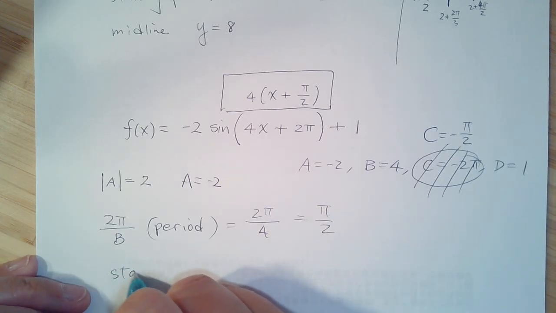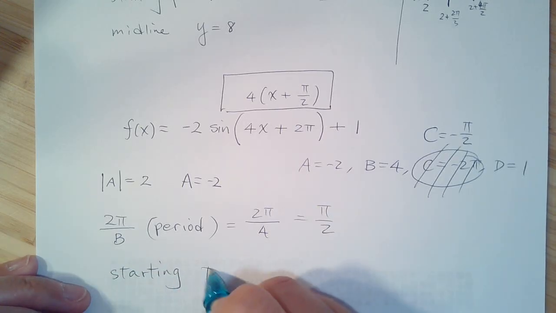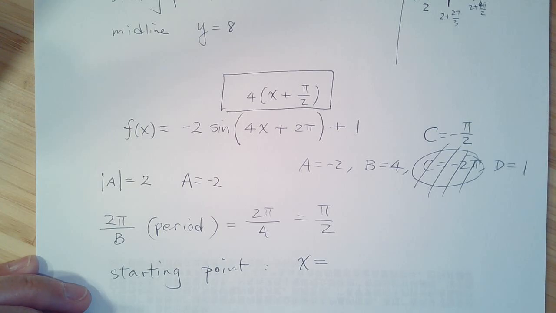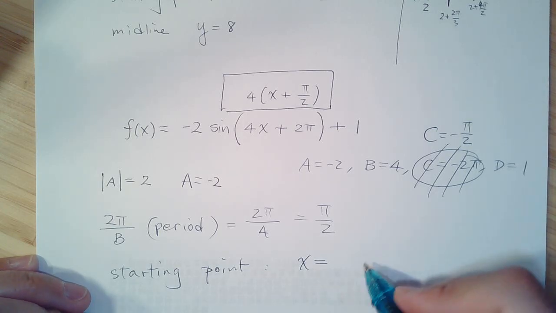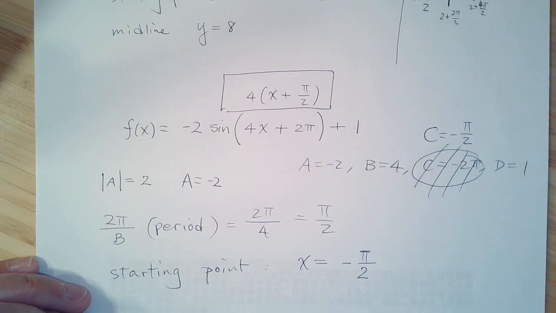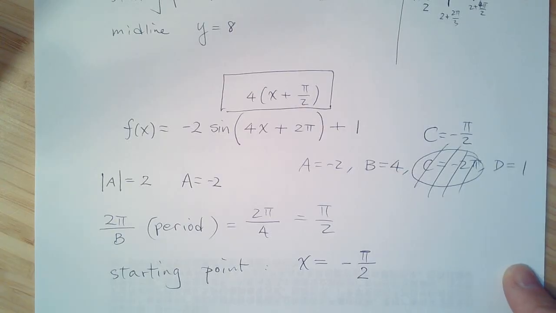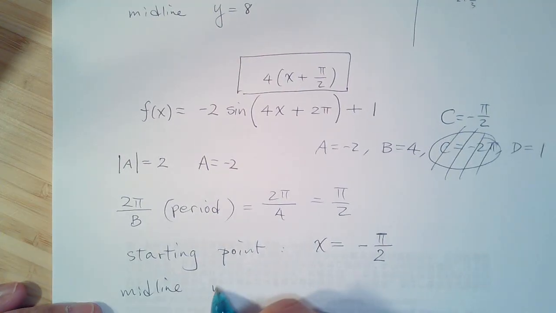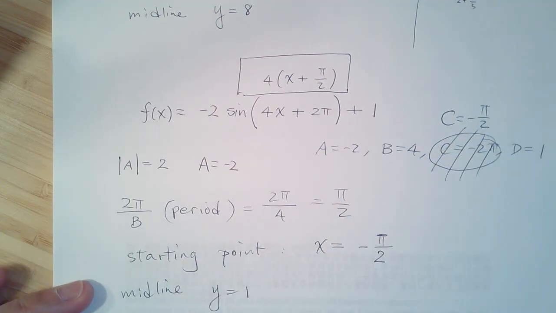And the starting point is x equals what? Is my c negative? Okay, so it's negative pi over 2. So my starting point is x equals c. So that's that. And the last one is the midline. There's no space. Midline y equals this guy. So it's 1. A, B, C, D.